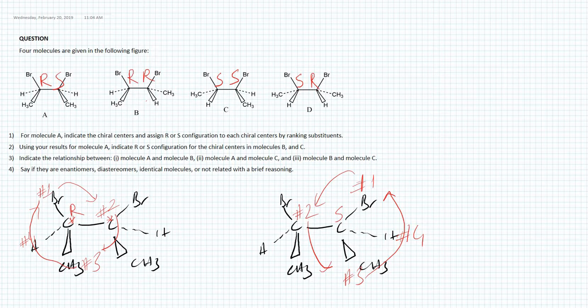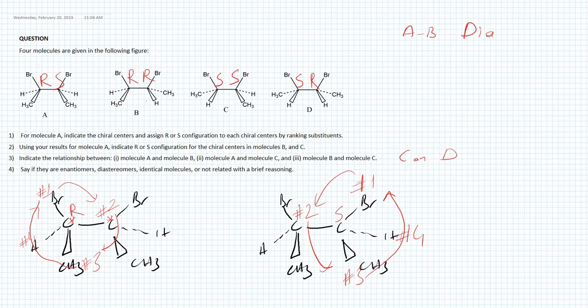The last part of the question says to indicate the relationship between AB, AC, BC, and let's say here also C and D. Okay, let's write here AB. Let's look at A and B. A has RS configuration, B has RR configuration. So the first is the same, the second is different. In total, they are not reflections of each other, so they cannot be enantiomers, and we have to say that they are diastereomers, and I'm going to abbreviate as dia.